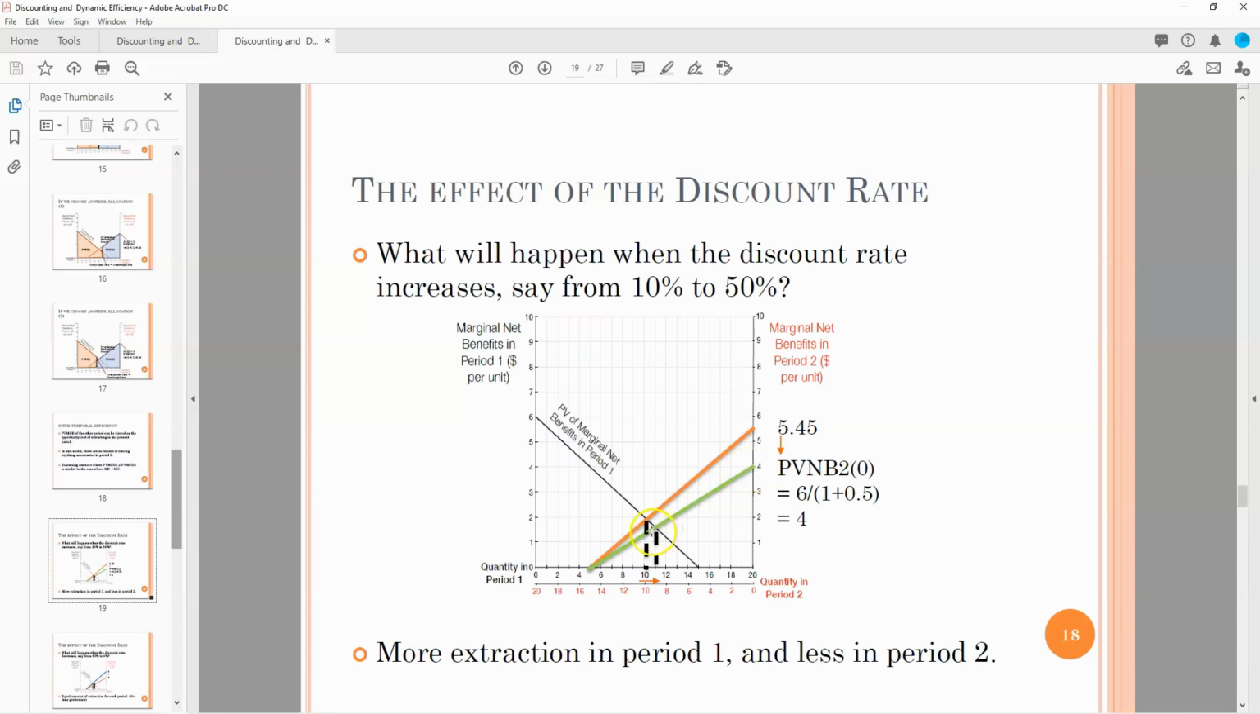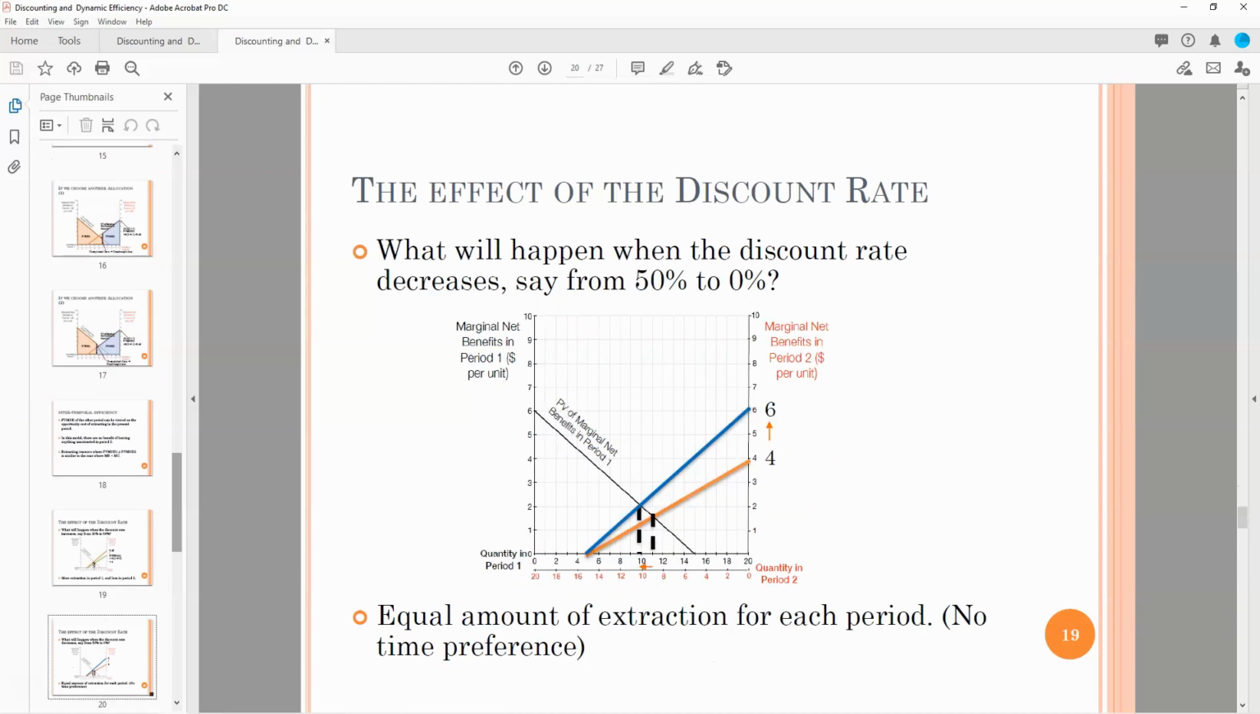So we can see if we discount more, the intersection of those two lines moves to the right. That means we need to consume more in period 1 and less in period 2.